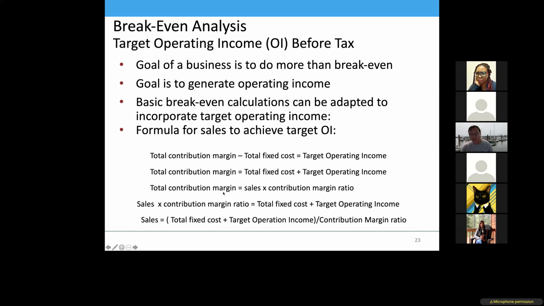And your total contribution margin is calculated by sales times contribution margin ratio. So you can see total contribution margin equals either this or this. Now let's connect the two. Sales times contribution margin ratio equals total fixed cost plus target operating income. So what does the target sales need to be? Target sales equals total fixed cost plus target operating income divided by contribution margin ratio.